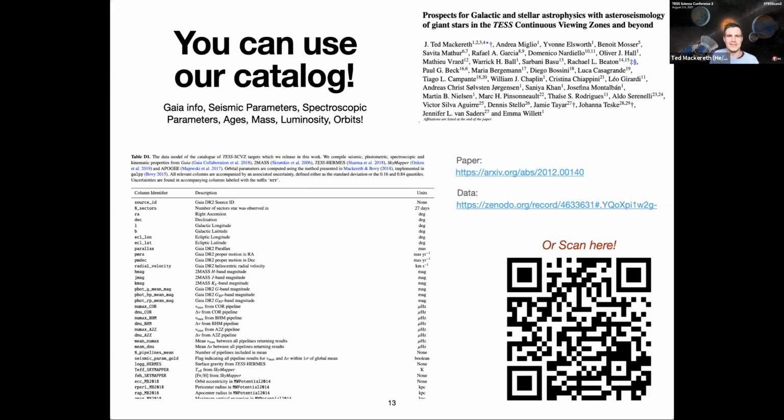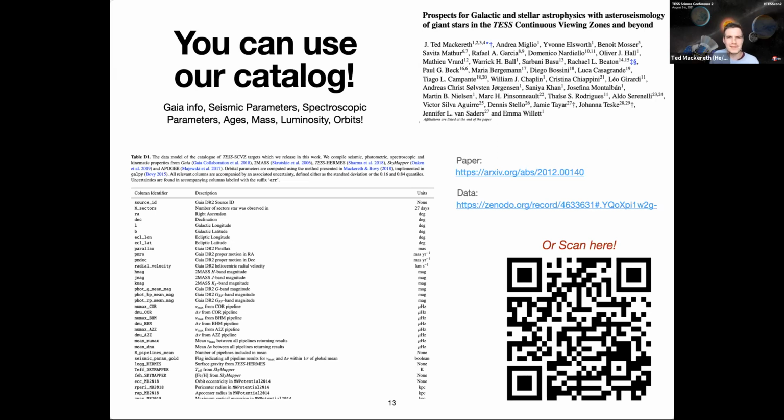It's all there for people to use. If people are interested in getting the light curves from us, we're happy to share those, but I think there's better things available now probably. But the catalog of ages and Gaia parameters is all there, as well as luminosities and orbits for all the stars that we found in the CVZ. And you can scan this QR code if you want to get that.